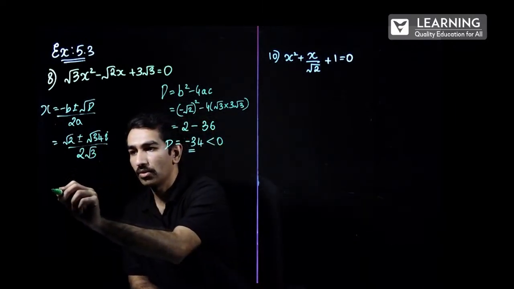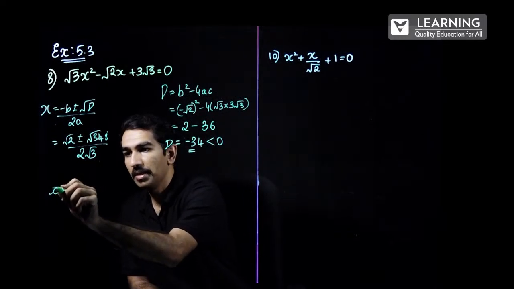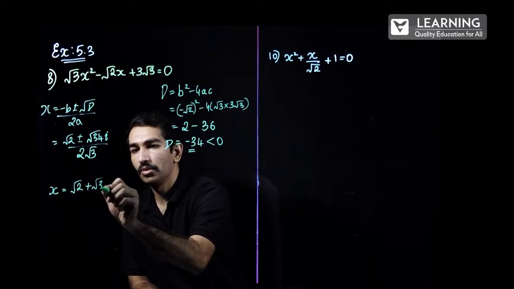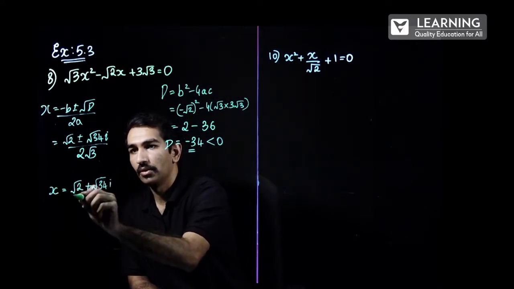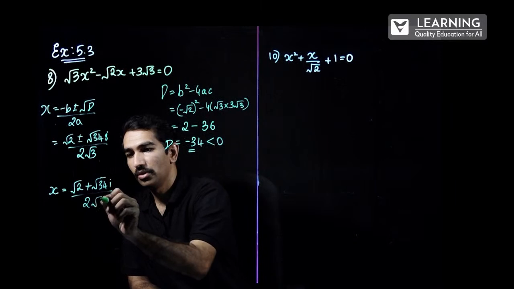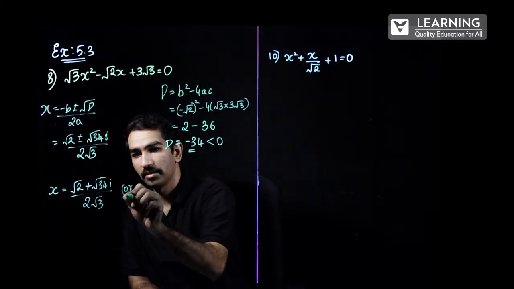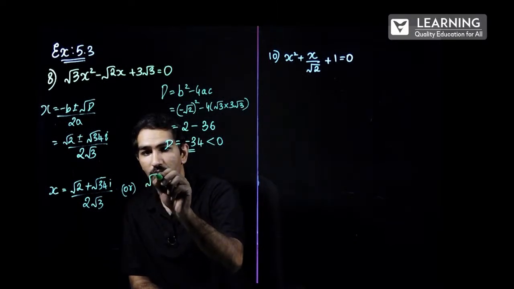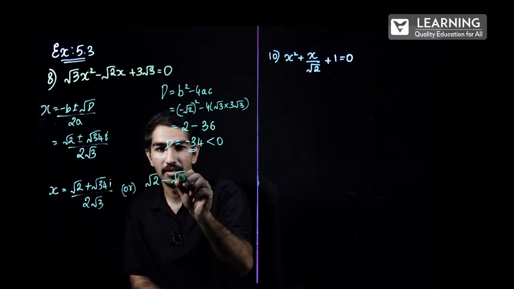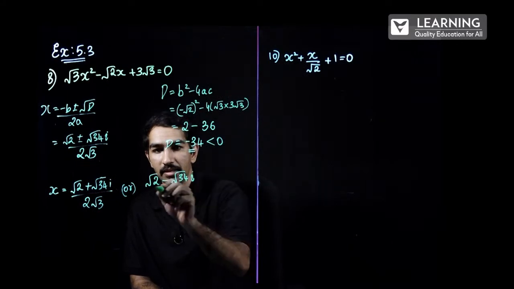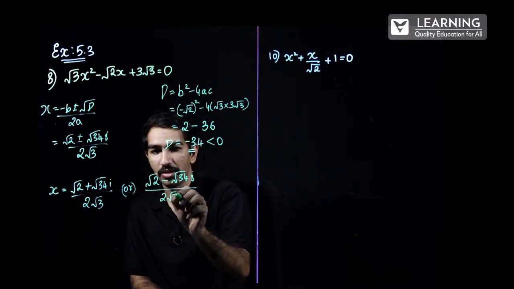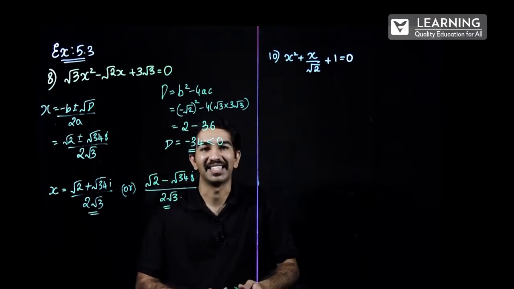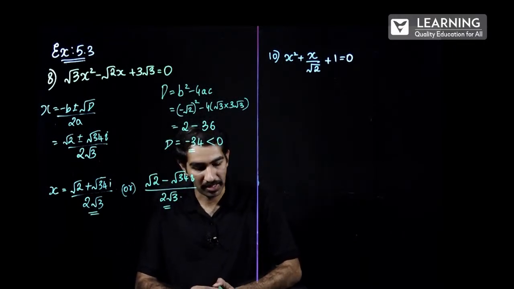So what are the roots here? X will be equal to root 2 plus root 34i the whole divided by 2 root 3, or we can write root 2 minus root 34i divided by 2 root 3. So this will be the roots of the given quadratic equation. Alright, moving on to the next question, number 10.